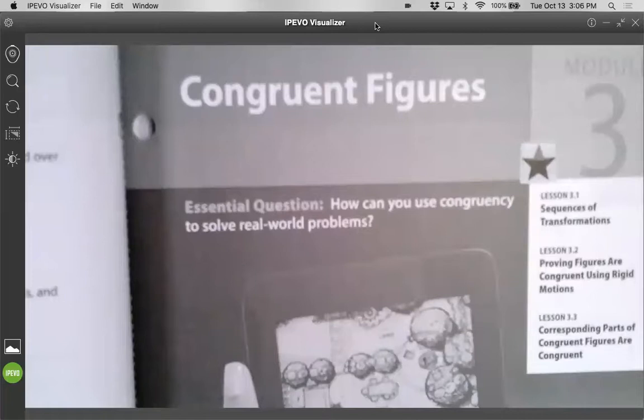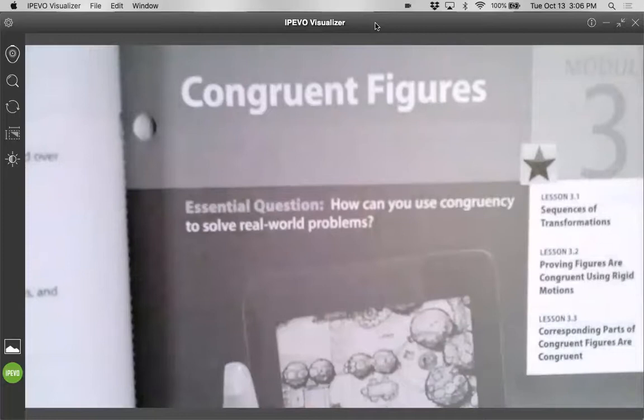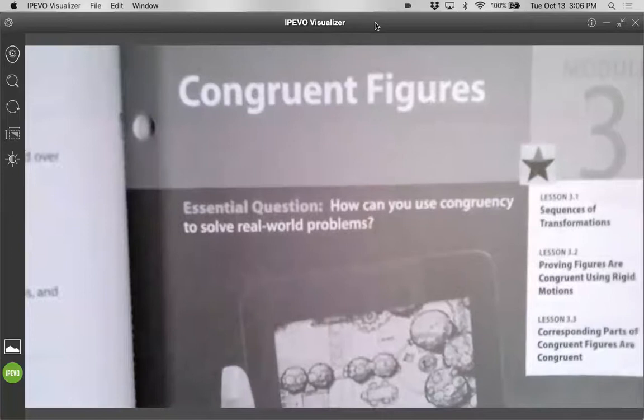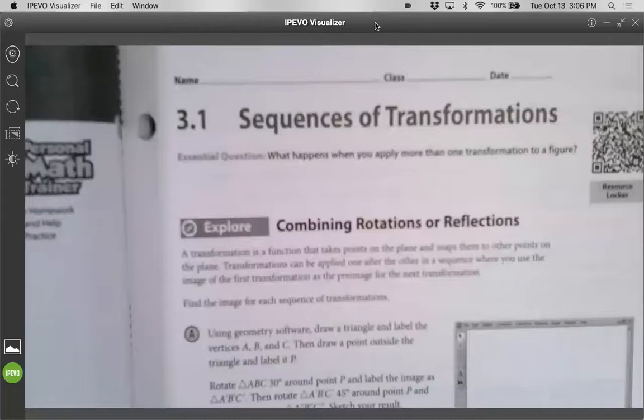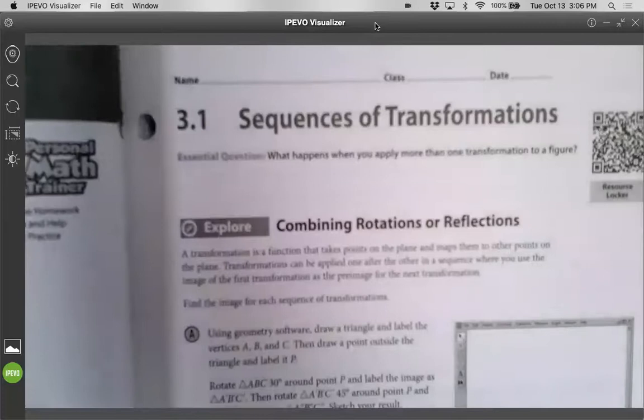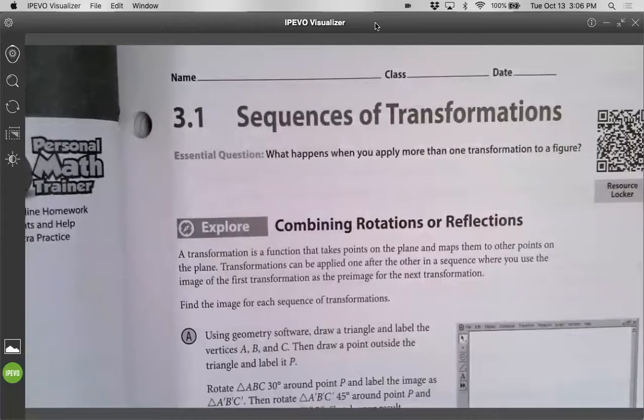You can see the module title or the unit title is congruent figures here. So even though we're still talking about the same kinds of transformations we have already done, our emphasis is going to be slightly different. Our emphasis is not going to be on what is a translation and how to do it, or what is a rotation, or what is a reflection, but instead, we're going to be focusing on the fact that doing these transformations, even if you do multiple ones of them at the same time, produce congruent figures instead of figures that are different. So on 115, we're going to be talking about sequences of transformations. And as you can see in the essential question at the top, it just asks what happens when you apply more than one transformation to a figure.